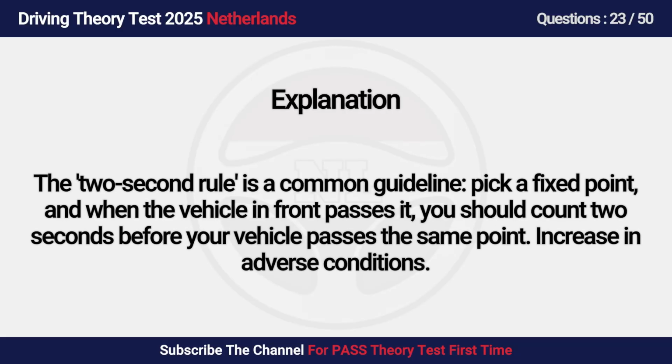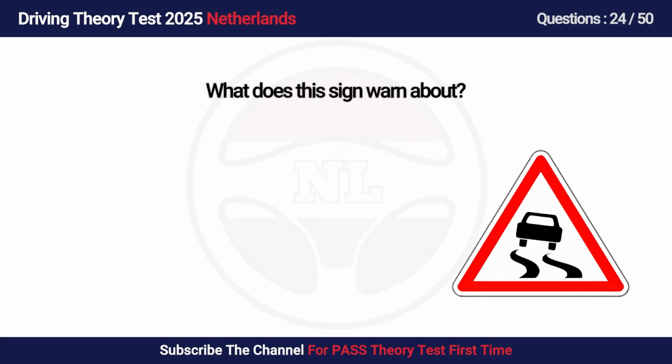The 2-second rule is a common guideline. Pick a fixed point, and when the vehicle in front passes it, you should count 2 seconds before your vehicle passes the same point. Increase in adverse conditions. Question 24. What does this sign warn about?